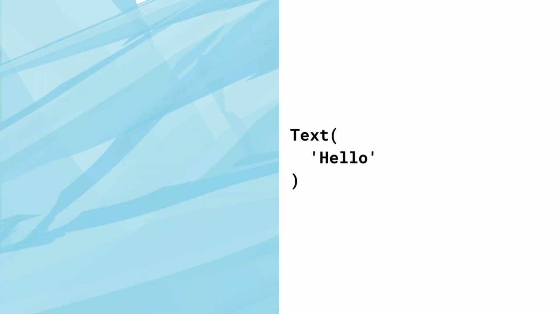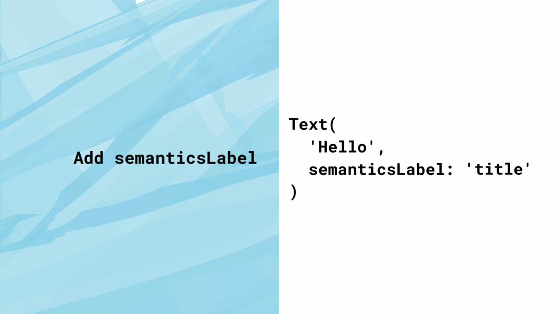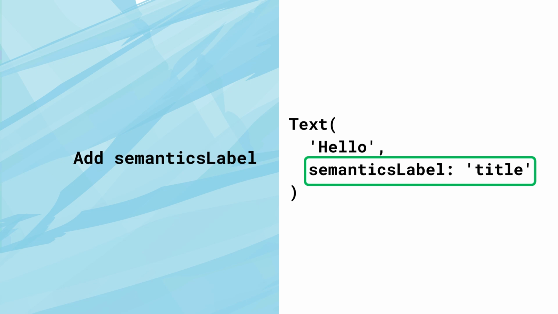Here's a simple Flutter Text widget displaying the word hello. By default, this widget isn't easily accessible for automation tools like Appium. To make the text widget accessible, we add a semantics label. This label helps automation tools identify and interact with the widget.